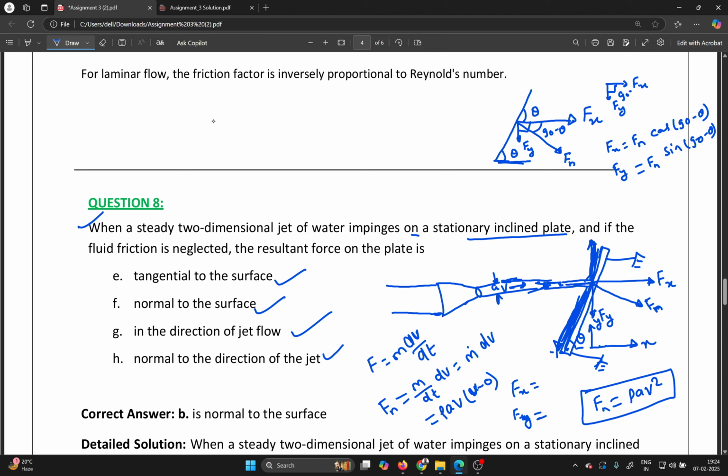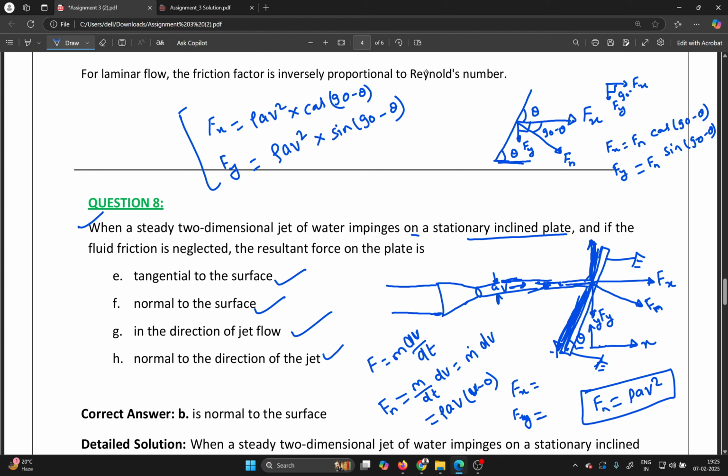So what is fn? Now you can write very easily, your fx value is rho a v square into cos(90 minus theta), and your fy is rho a v square sine(90 minus theta).